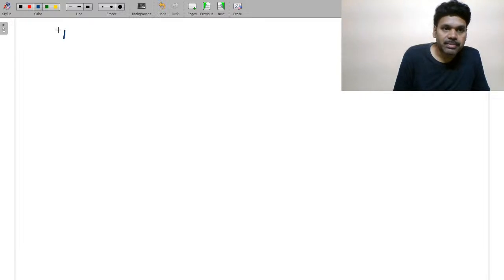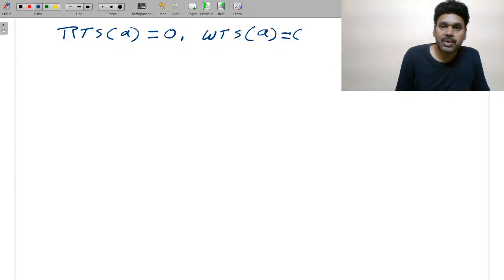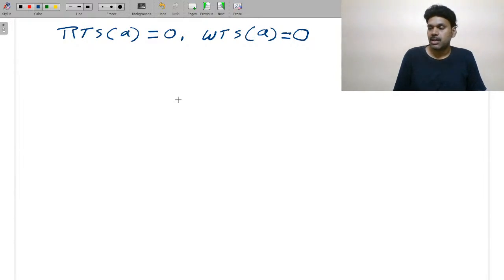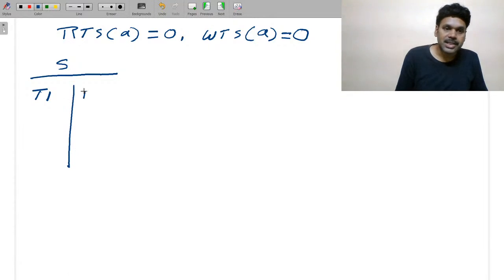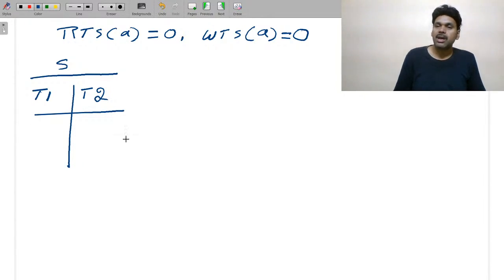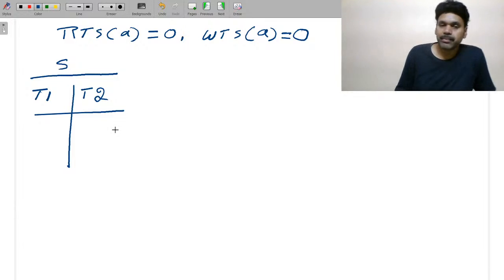Look carefully. RTS of A is 0, WTS of A is equal to 0. Friends, look at this, you will be 100% clear in this example. Schedule S consists of two transactions T1 and T2. All of you, please look carefully.